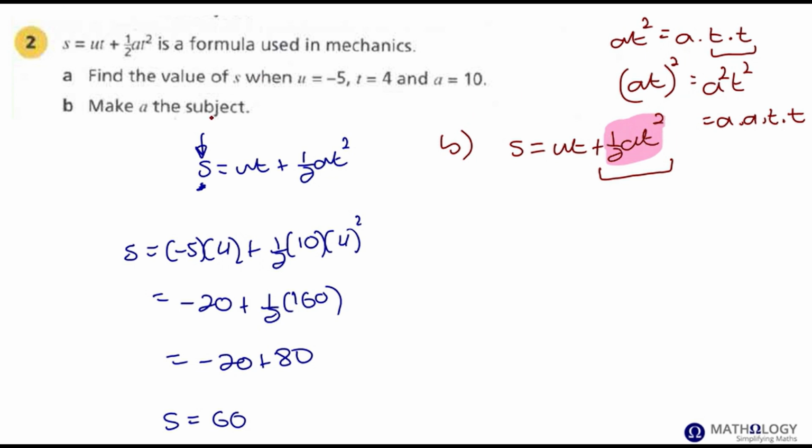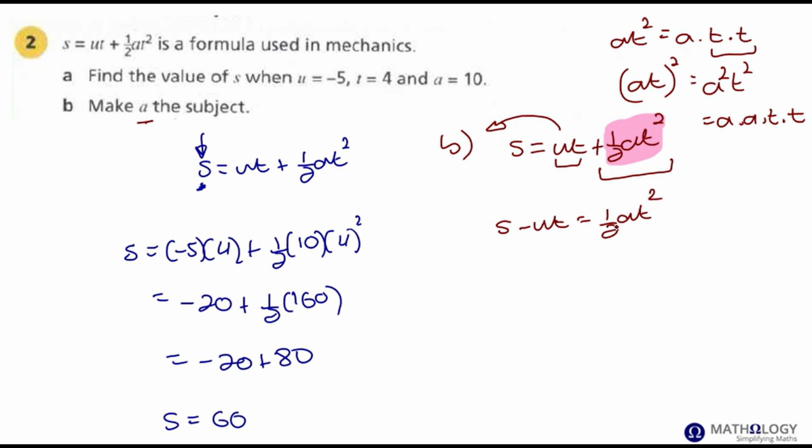So the variable a, which is what you're trying to make the subject, is bound to a half. It's multiplied by half. It's multiplied by t squared. So anything that is not bound to a in its present form, you're just going to move to the other side of the equation. So in other words, this term here, ut, we're just going to move to the left because it's separated by a plus sign. When you have separation of terms, you can simply move terms across the equal sign. So moving ut across to the left, we have s minus ut equals a half at squared.